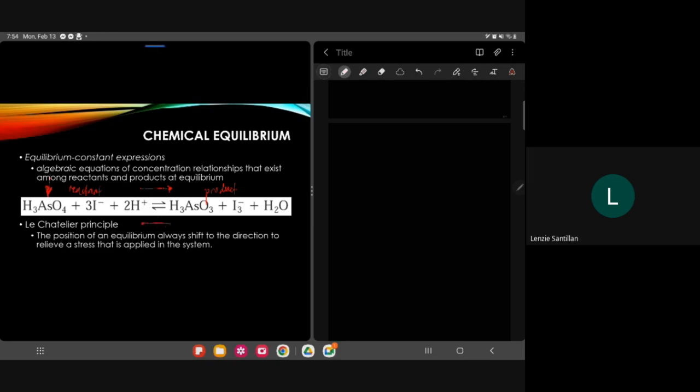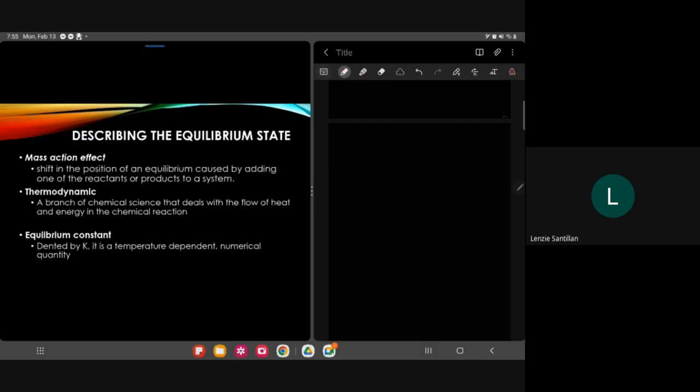When the product has been increased and the equilibrium detects that the product is increased, the equilibrium will shift to your left. Therefore, it will need to add more reactant. So that is how Le Chatelier's principle happens. It is also a very effective principle when it comes to temperature and pressure increase sa ating equilibrium. So again, Le Chatelier's principle is that the position of the equilibrium always shifts in the direction to relieve the stress that is applied in the system.